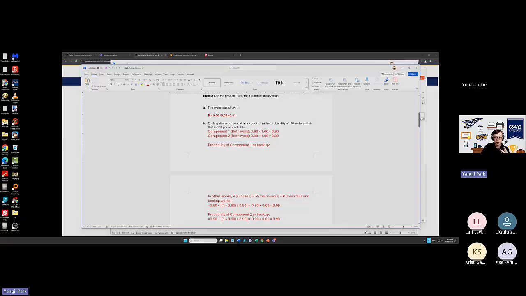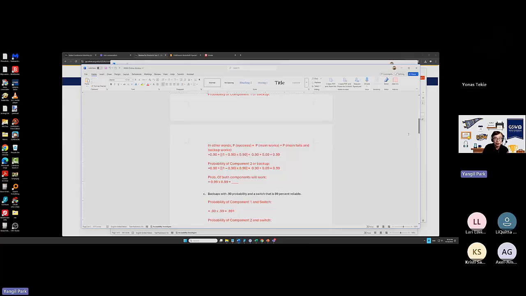Then you just add them up, and you find 0.99 for component 1. Same thing for component 2, either itself or backup works. This is how you calculate it: this is when main works, and this is when main fails, 1 minus 0.9. Then this is the probability that main fails and backup works, so that's why you multiply. Then you find the same thing, because we're using the same number, which is 0.9, and 1.0 for the switch.